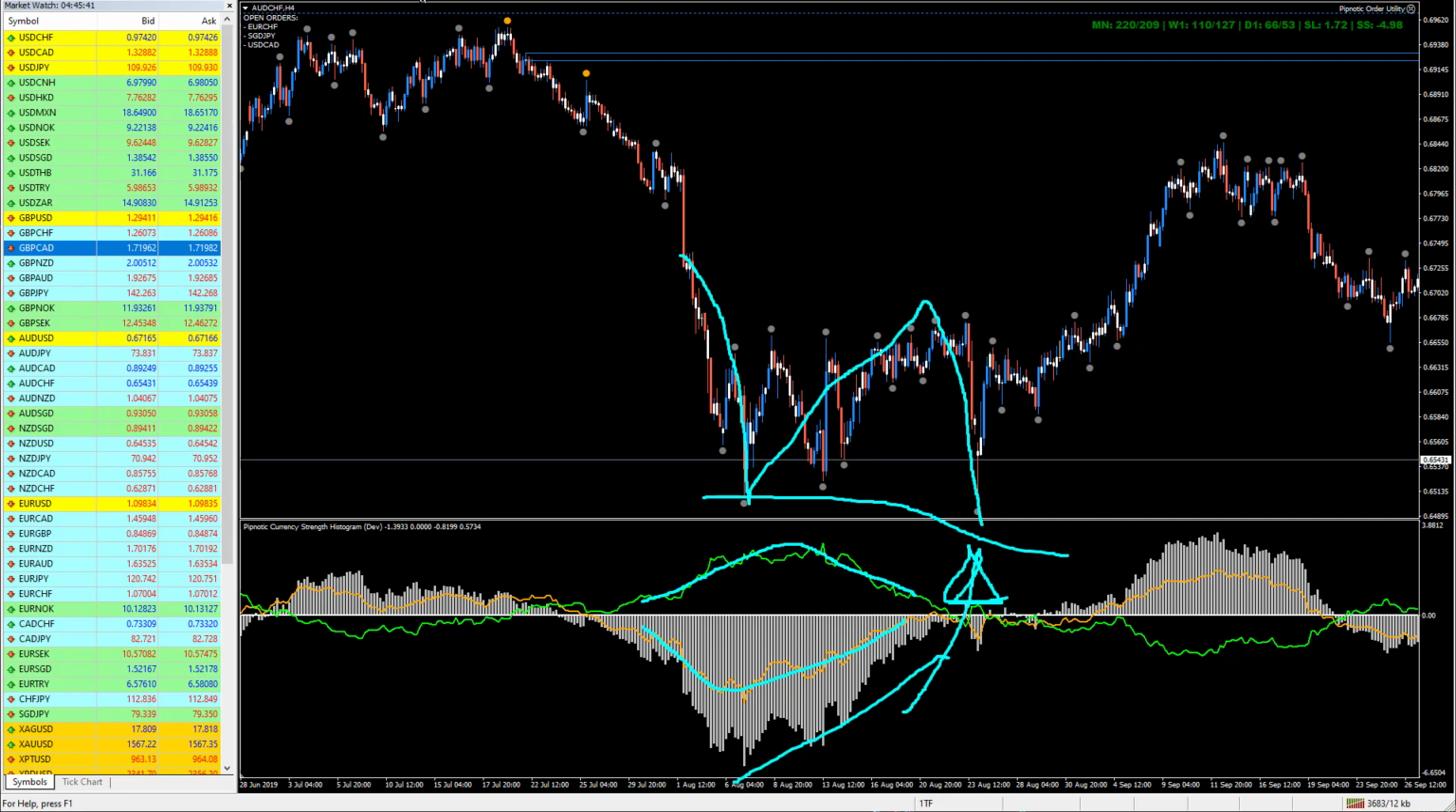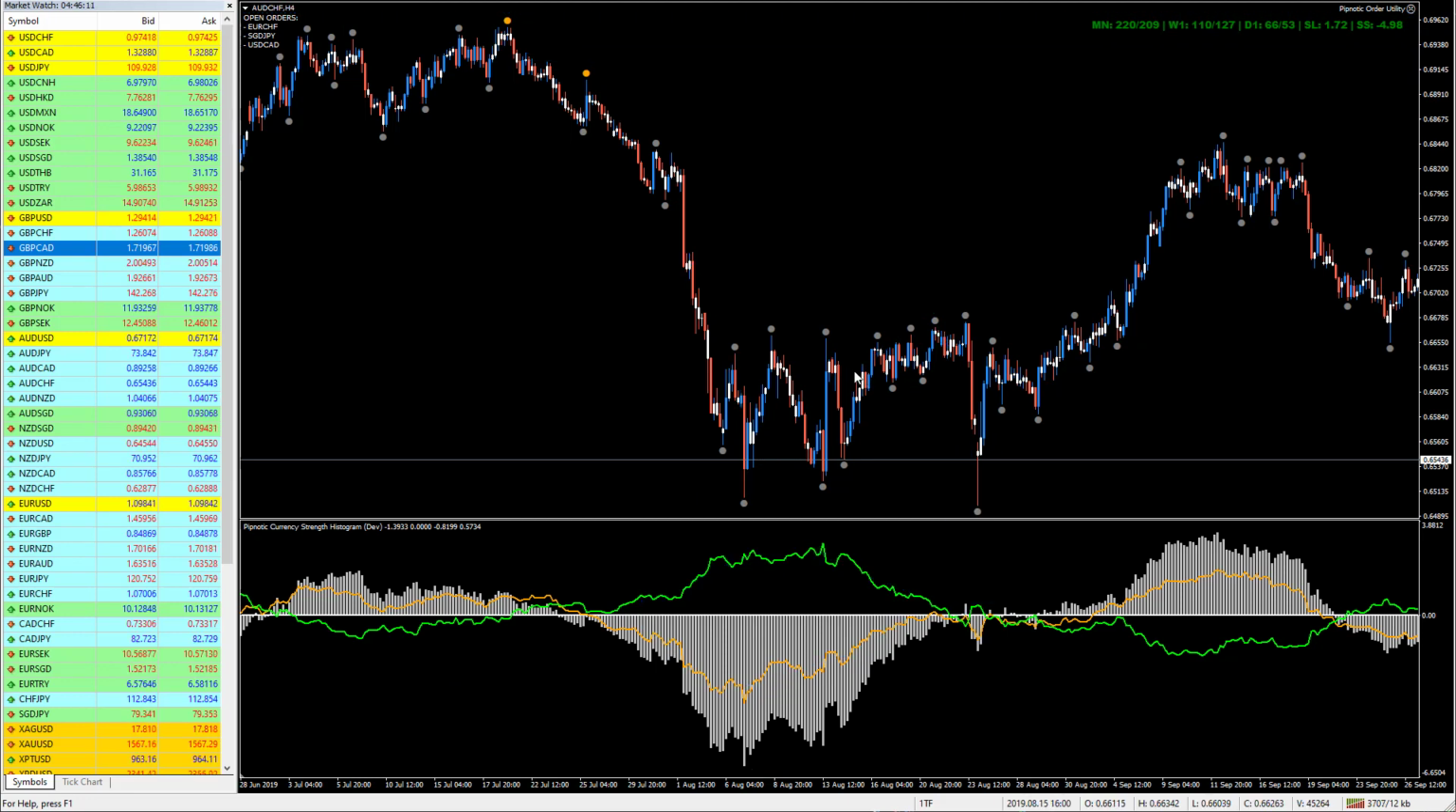Okay, and I mean, you shouldn't trade this information at its face value, but you can use this to help you choose a side of a market. Do I want to be buying or do I want to be selling?